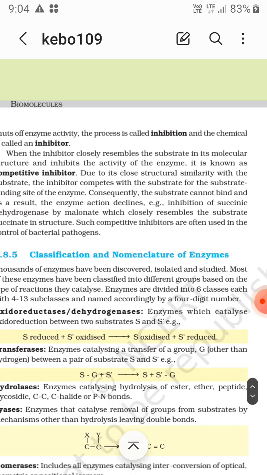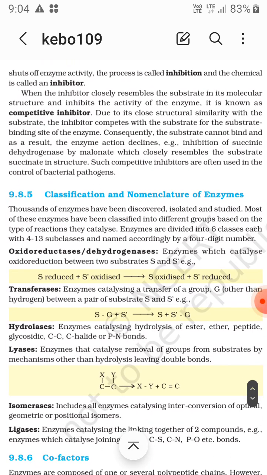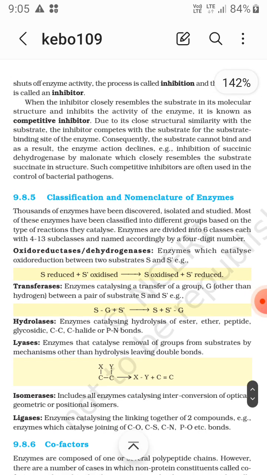Okay, now the classification and nomenclature of enzymes. Enzymes are divided into 6 classes, each with 4 to 13 subclasses, and named accordingly by a 4-digit number, right? Now oxidoreductase dehydrogenases, the first class. Okay, the first class, right?